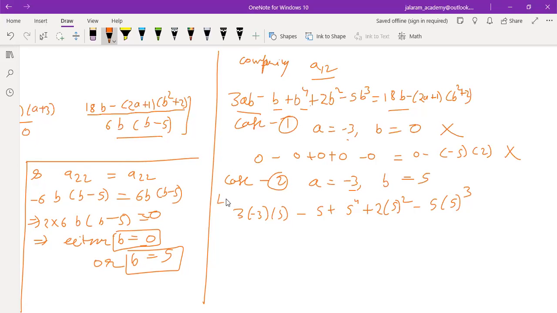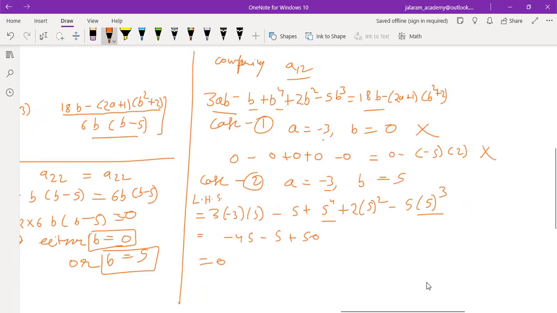So as it is the lengthy term, we can solve only LHS first of all. Minus 45 minus 5, this 5 to the power 4 will be cancelled out. Plus 25 2s are 50 and 50 minus 50 is 0. Okay, so LHS is 0 again.